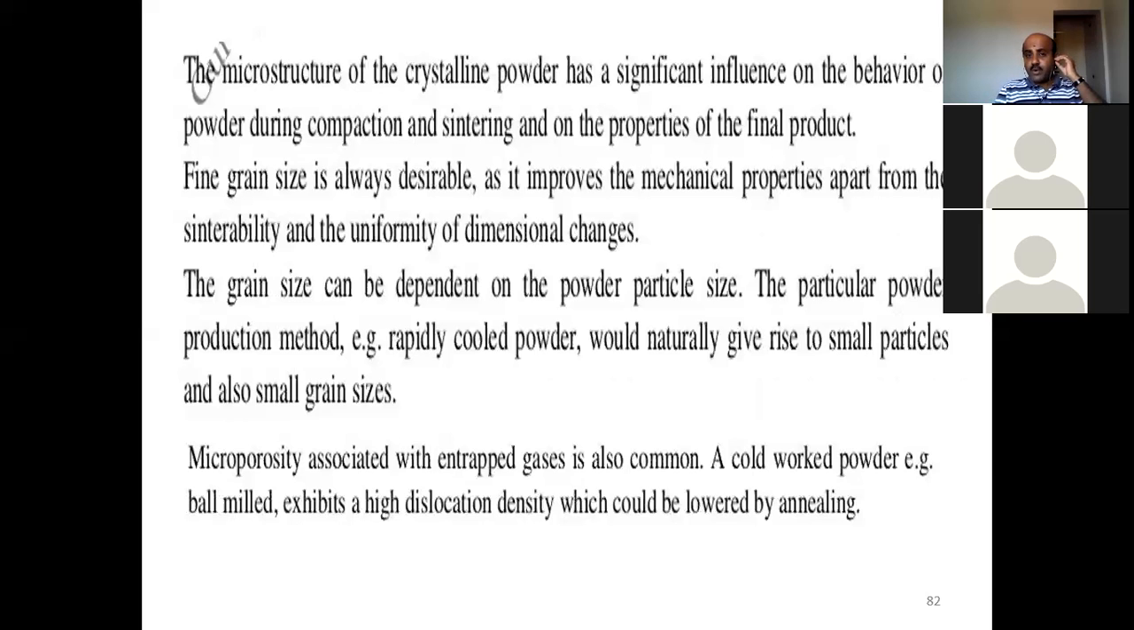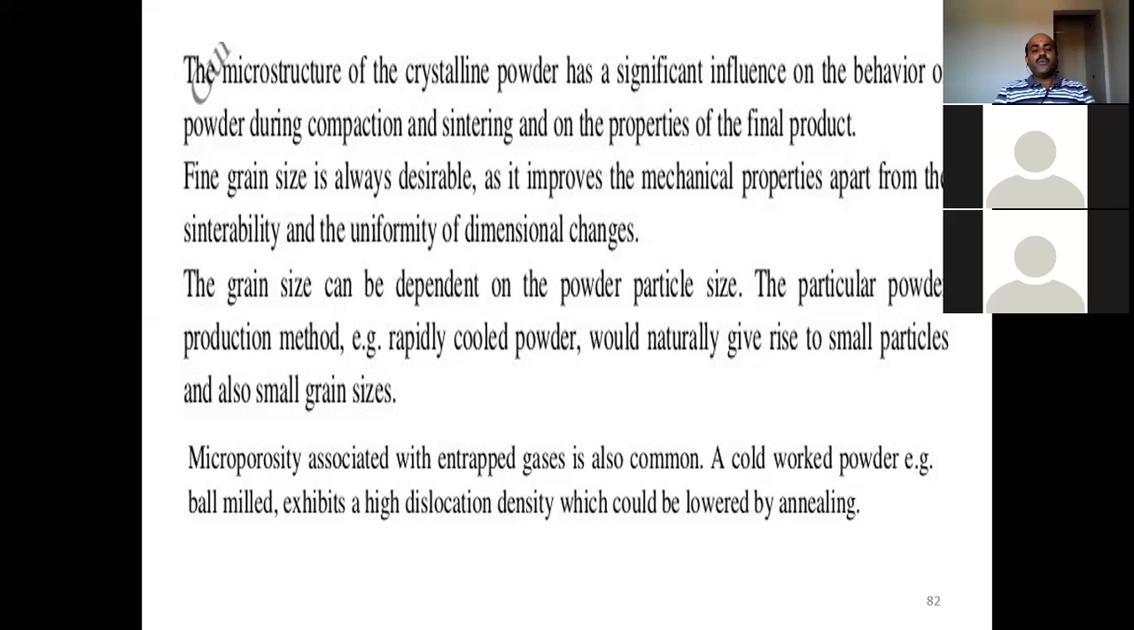The microstructure of crystalline powder has significant influence on the behavior of powder during compaction and sintering, and on the properties of the final product. So one is the impurities, the second is the microstructure. We will discuss these later. In the introduction, I am just giving the different aspects of powder characterization. One is to check the level of impurity. Next, we need to know the microstructure, and then the shape and size are also most important.